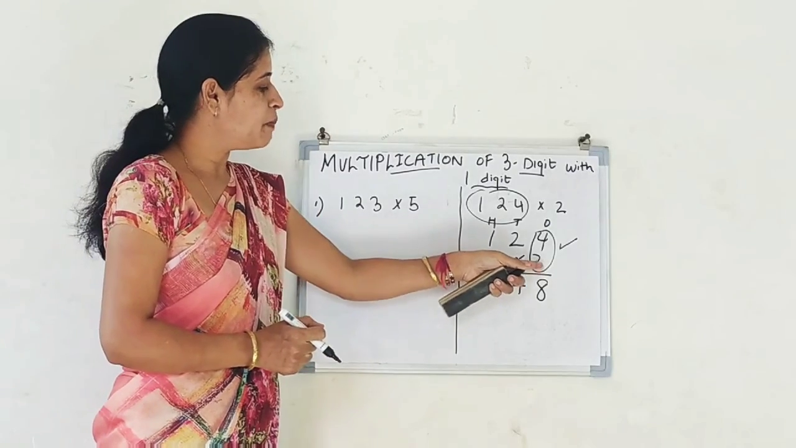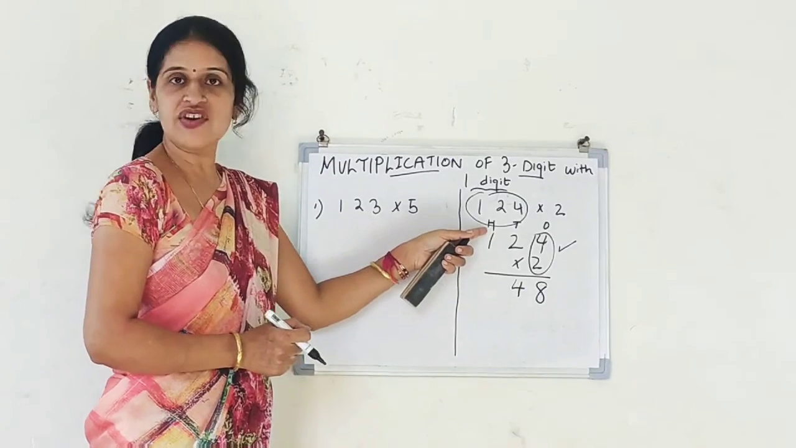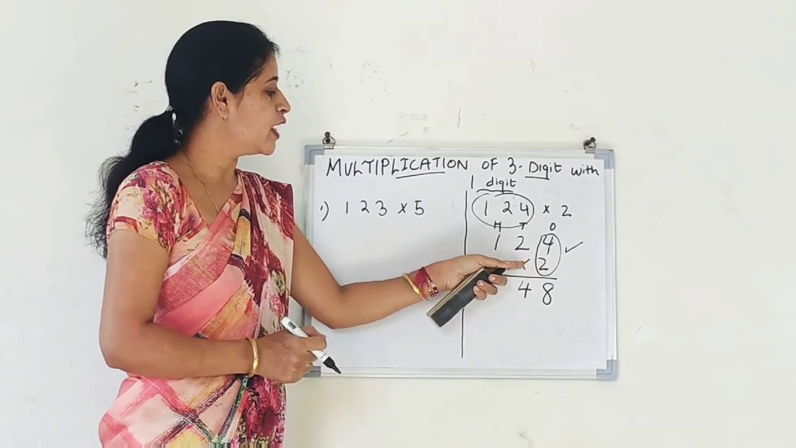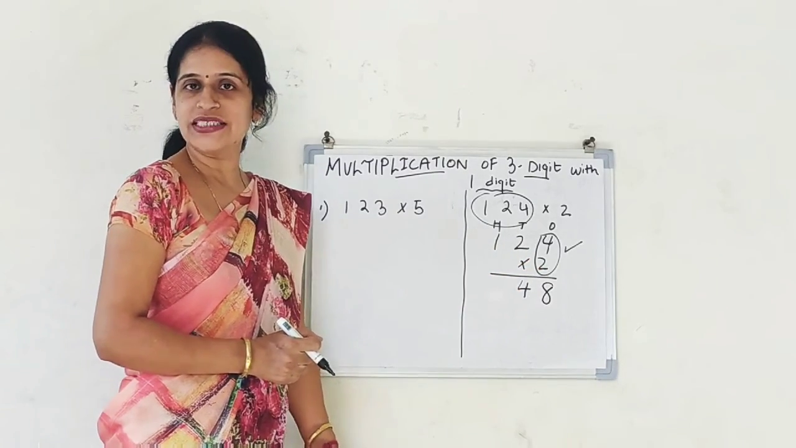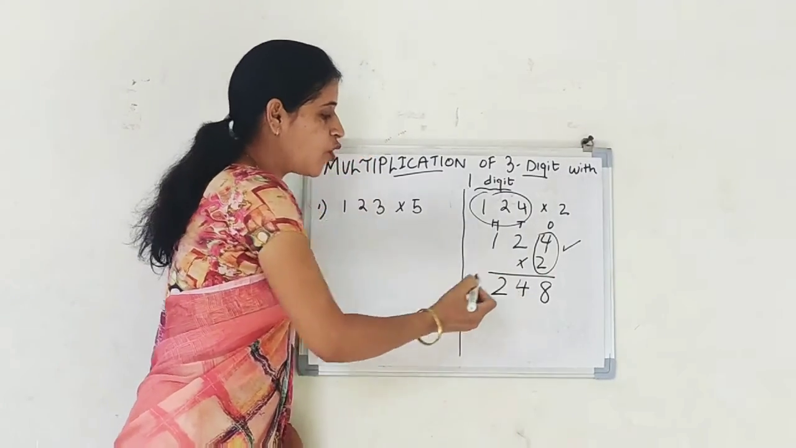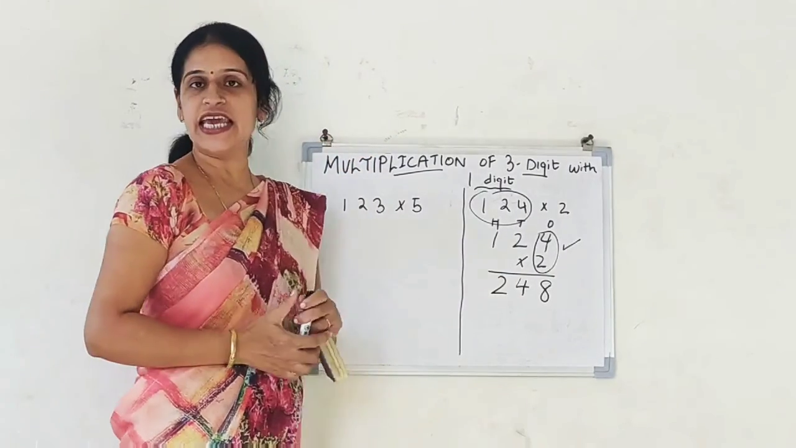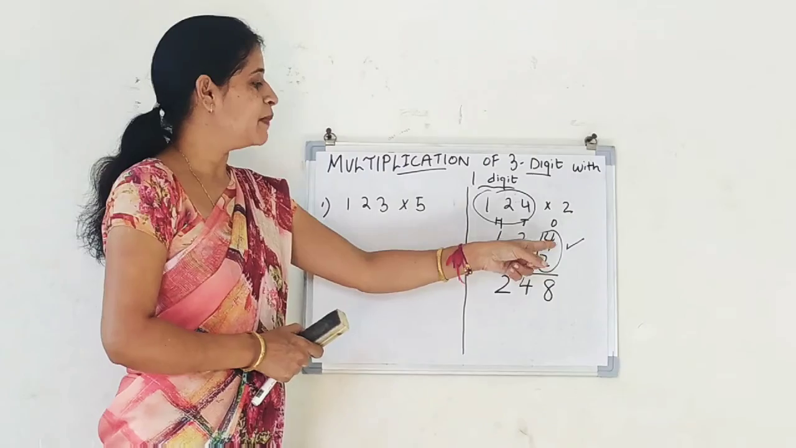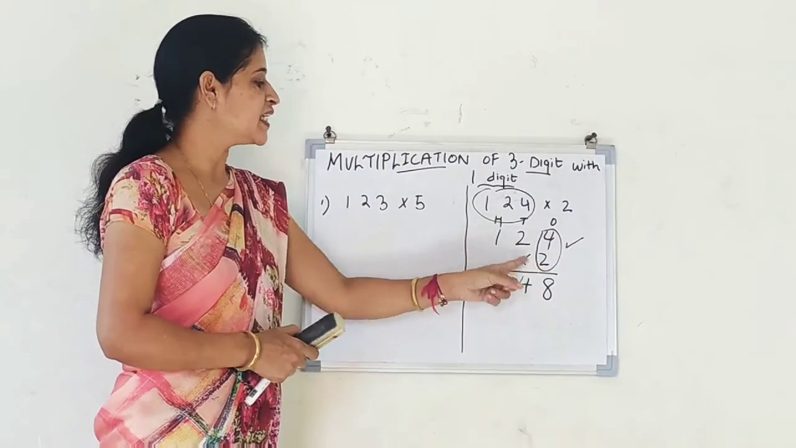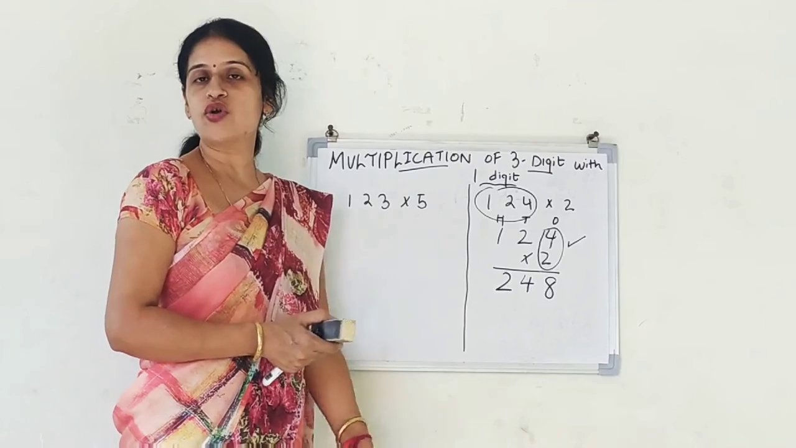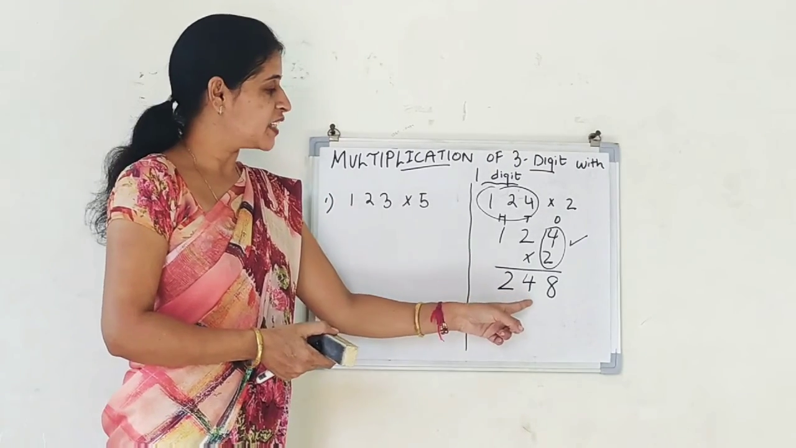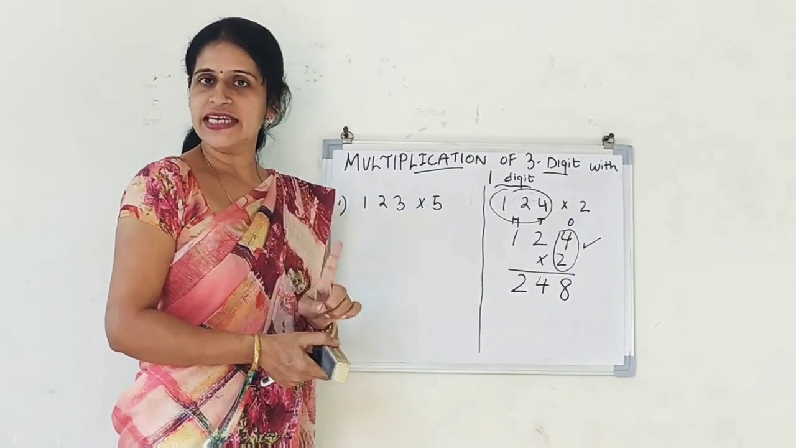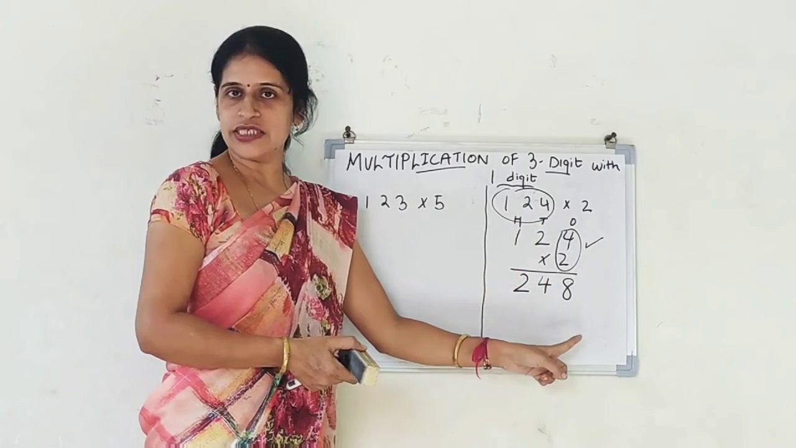Now we multiply this 2 with the hundreds column. What do we have in the hundreds column? We have 1. So 2 into 1 is what? 2 1s are 2. So your answer is 248. Did we group anything in this? No. We simply multiplied with the ones, with the tens and with the hundreds, and there was no grouping. So this is a kind of multiplication without grouping. Is it clear? We do not regroup the numbers here.